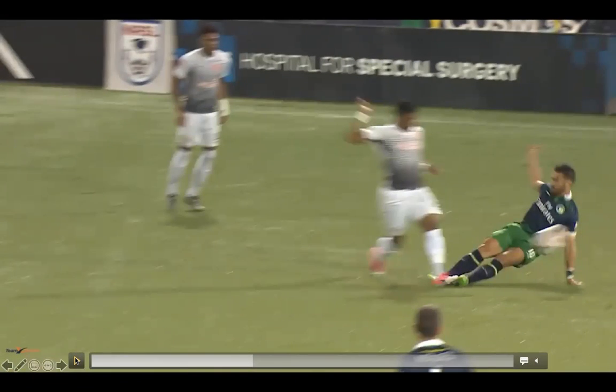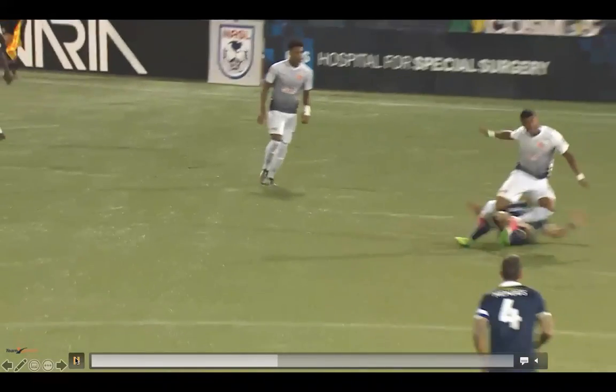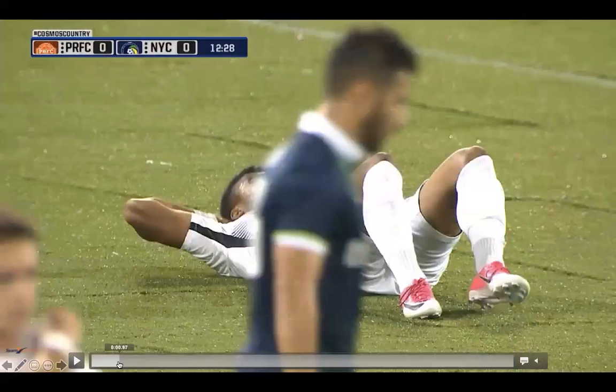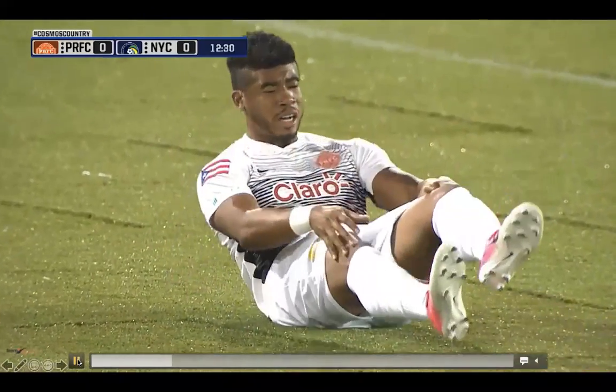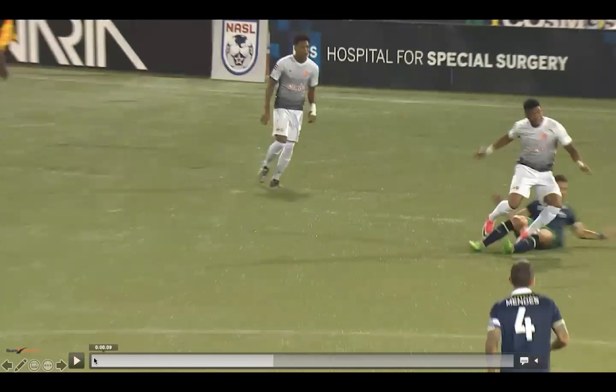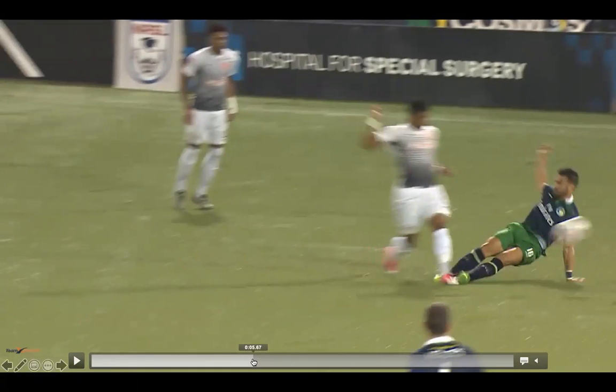So as you can see here, the ball is gone, and then the opponent makes contact. This is a good example of, even if the player wins the ball here, this kind of contact to the ankles with the studs is what we would consider to be unfair. We don't want to see people jumping into ankles like this. This is a good example of contact that is unfair, regardless if they play the ball first or not.